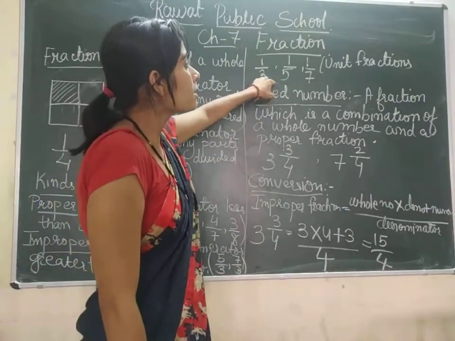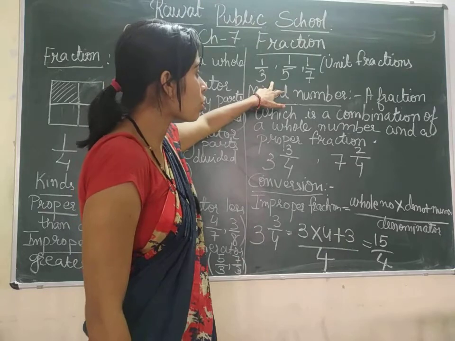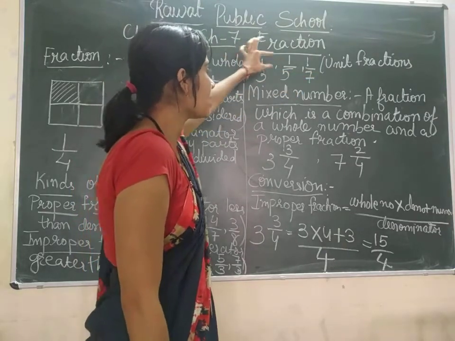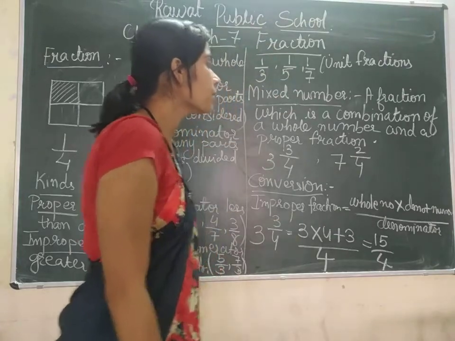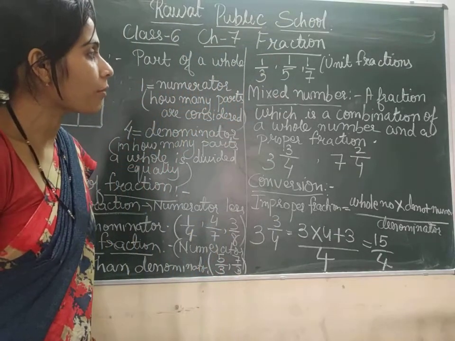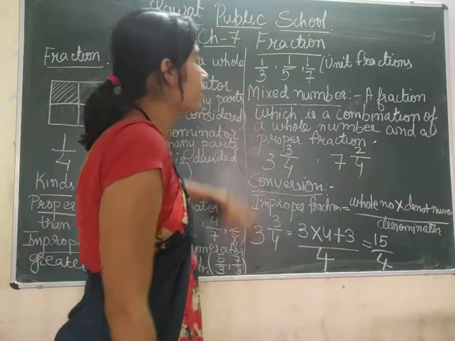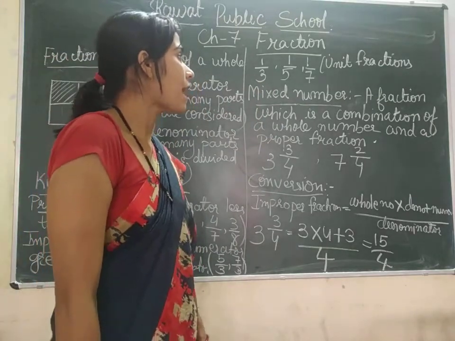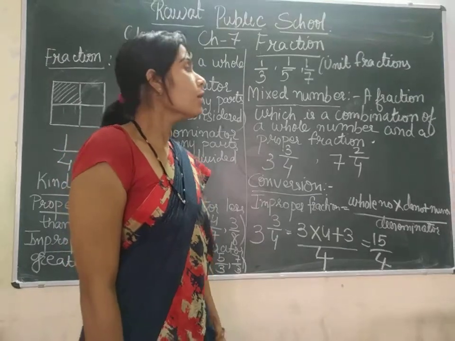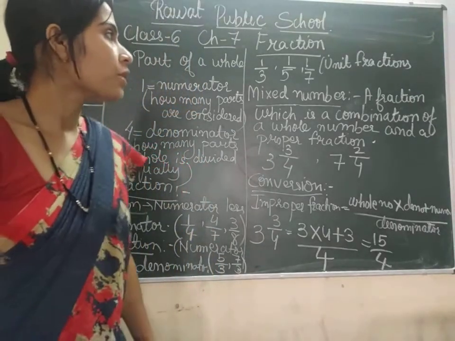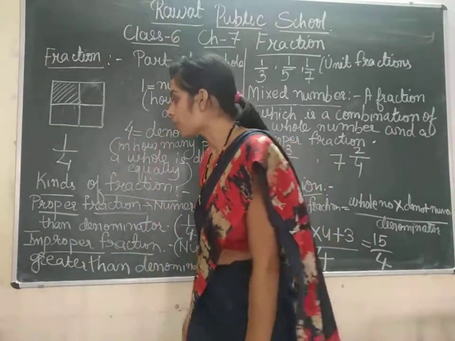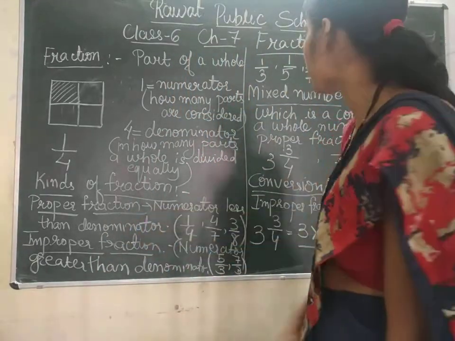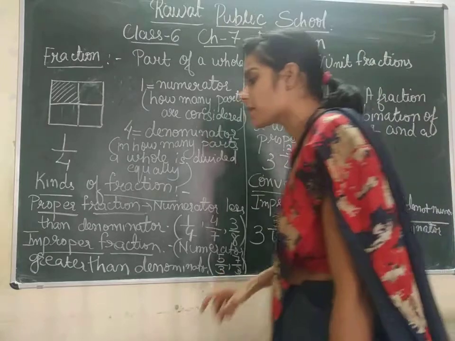Here there is another type of fraction also. Unit fraction. 1/3, 1/5, 1/7. You can see one thing common in them. Okay, 1 in the numerator. So, unit fractions are what? Having 1 in the numerator is a unit fraction. So, we have learned kinds of fractions: proper fraction, improper fraction, unit fraction and mixed numbers.